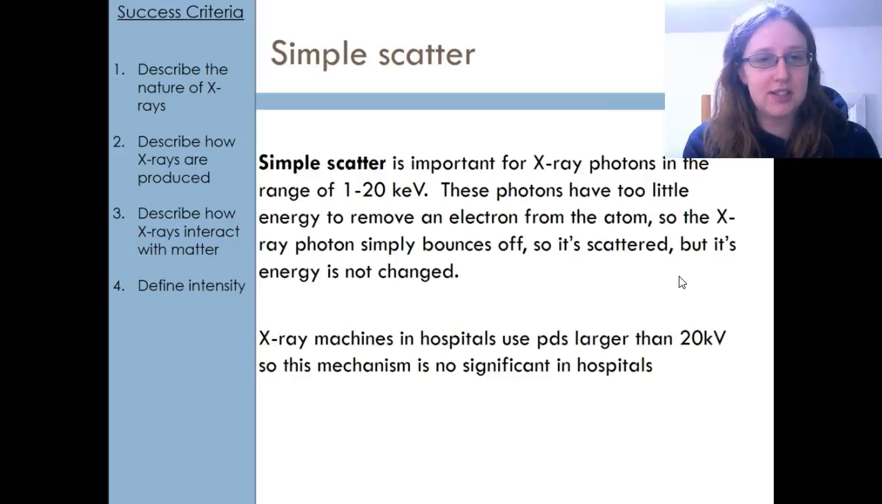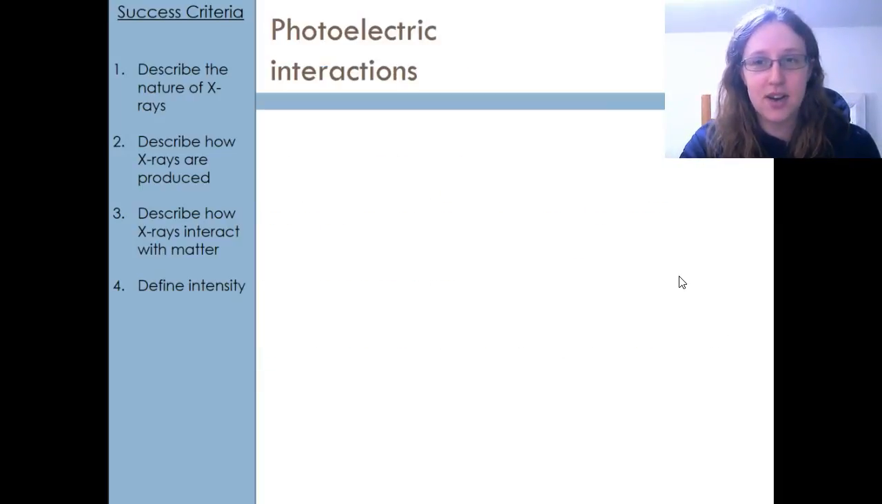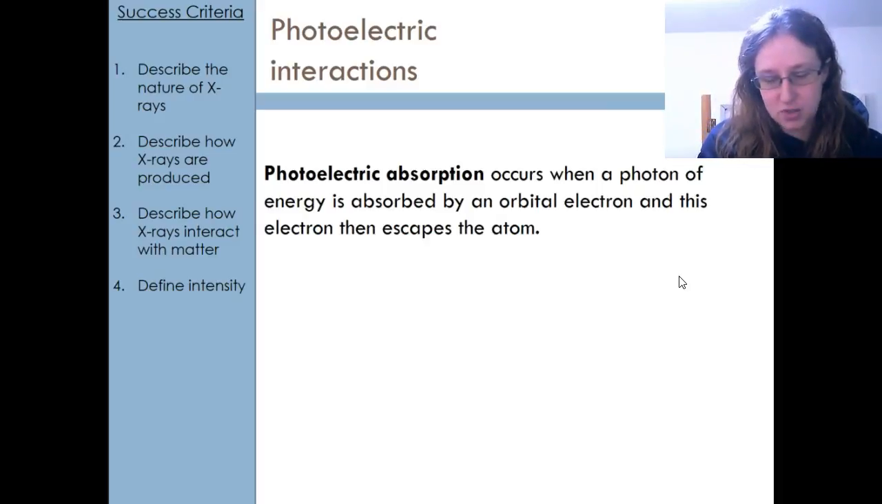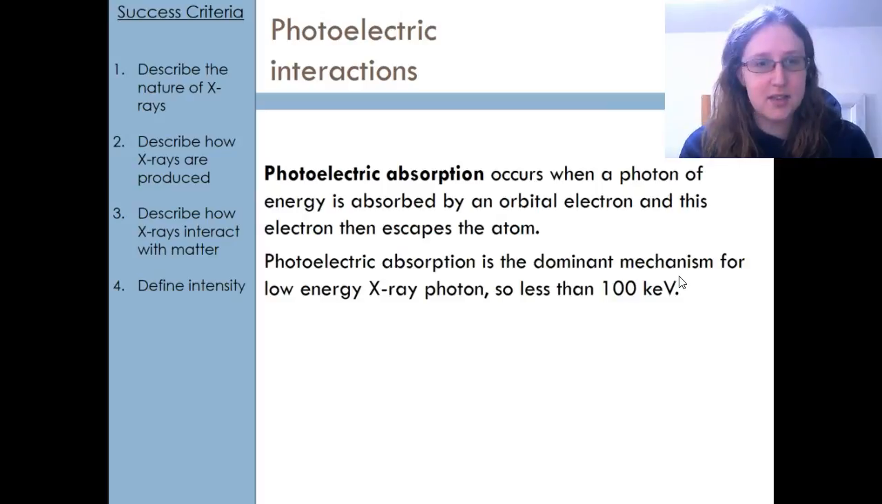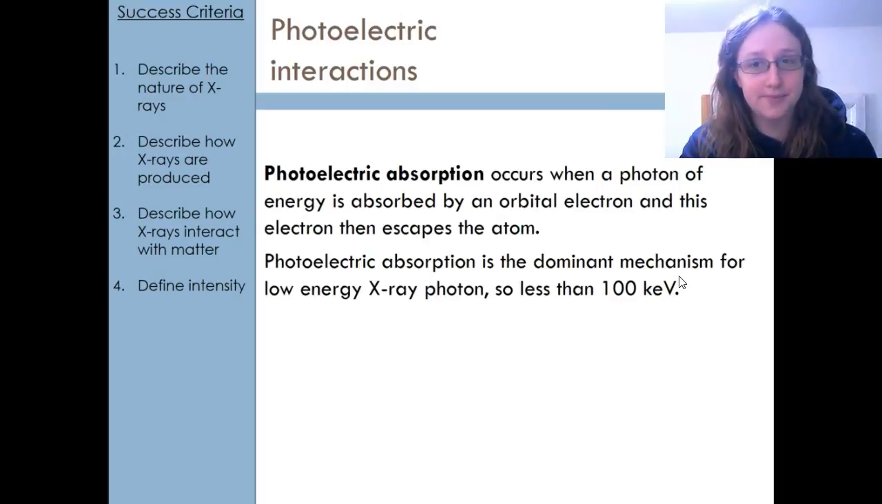Now, because X-ray machines tend to use potential differences of more than 20 kilovolts, this mechanism is not going to be happening with hospital X-rays. So next up, we've got photoelectric interactions. So this is where I get photoelectric absorption. This is where a higher energy photon is absorbed by an orbital electron, and that electron is then emitted. It escapes the atom. So the incoming X-ray photon gives the orbital electron sufficient energy that it is able to escape. This is the most dominant mechanism for lower energy X-rays on the scale, so higher than for simple scatter, but comparatively low, so we're talking less than 100 keV.